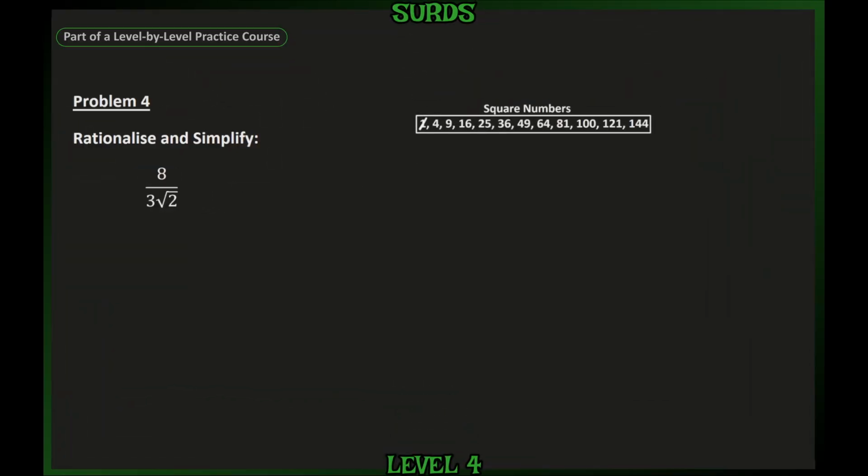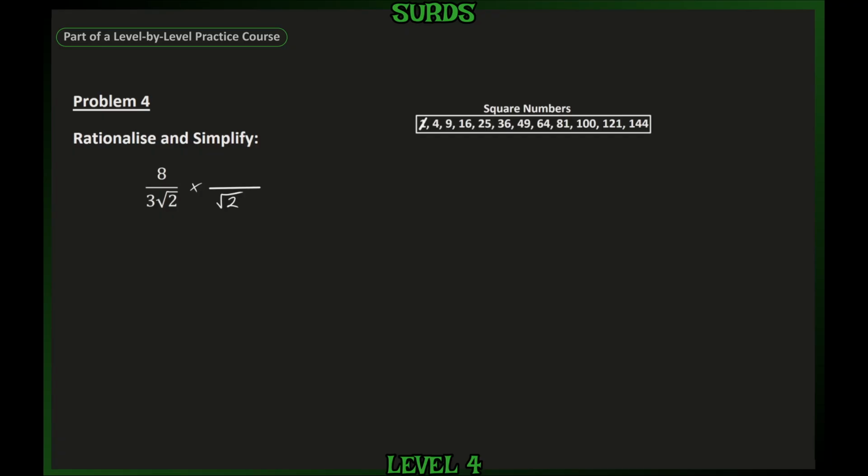In problem 4, we're rationalising and simplifying 8 over 3 root 2. Again, to rationalise means that we need to remove the surd from the denominator, and we can do this in a very similar way to problem 3, where we can remove the square root from the root 2 by multiplying it by itself, because root 2 times root 2 gives us 2.